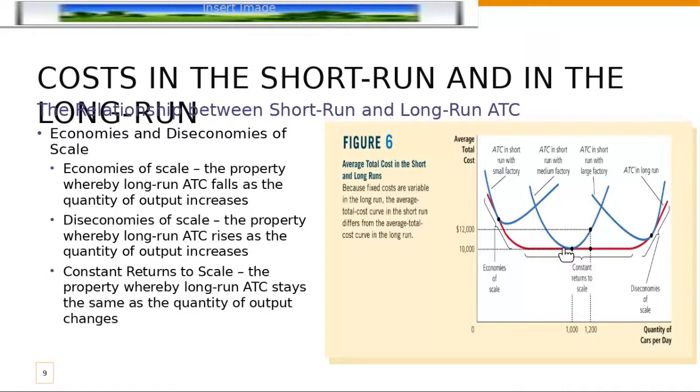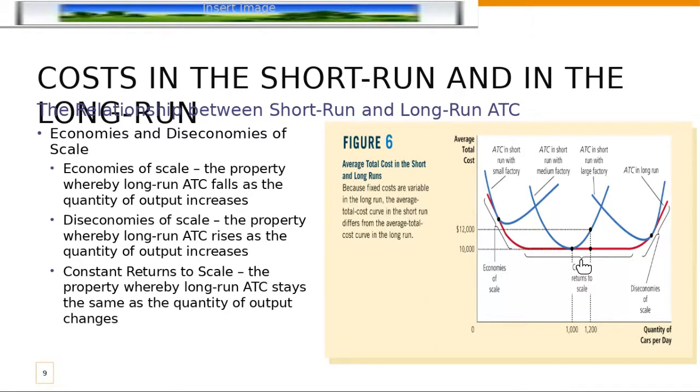Once this point has been achieved, we get what we call constant returns to scale, and that's where the average total cost stays the same across the board, no matter how much you're selling. Just to give you an example, Walmart is a firm that is very, very good at assuring constant returns to scale.